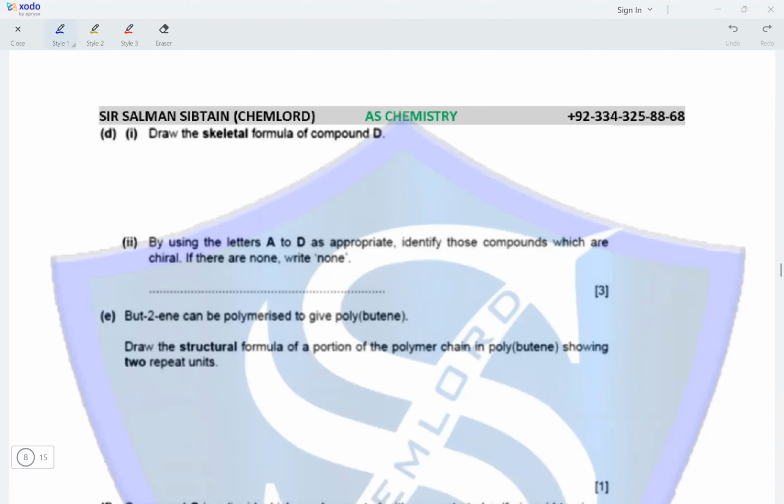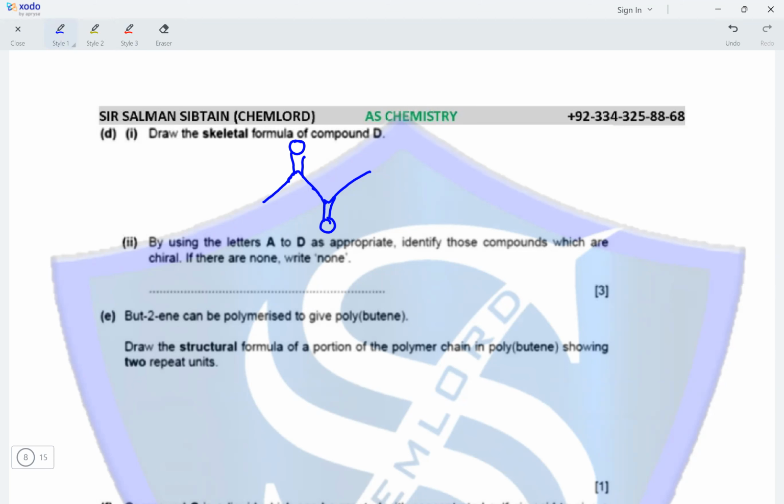Draw the skeletal formula of compound D. So compound D is a chain of four carbon atoms with a ketone group on the second and the third carbon atom. So this is the skeletal formula of compound D.